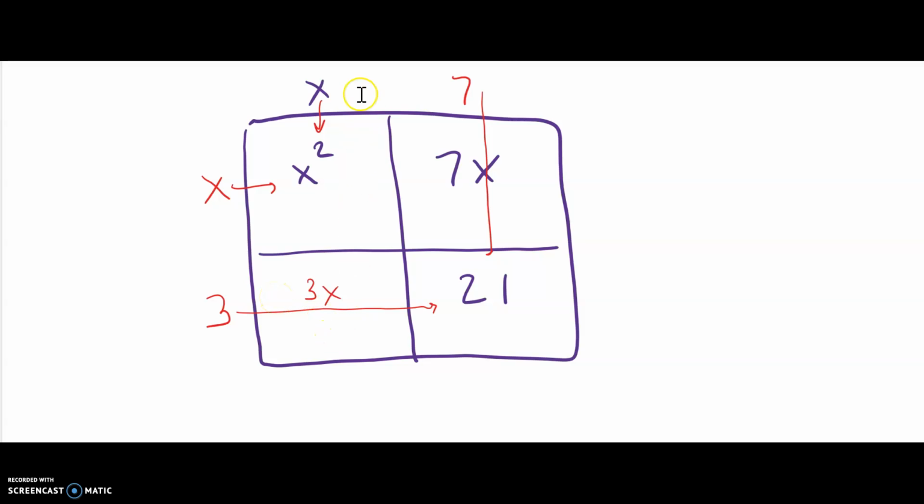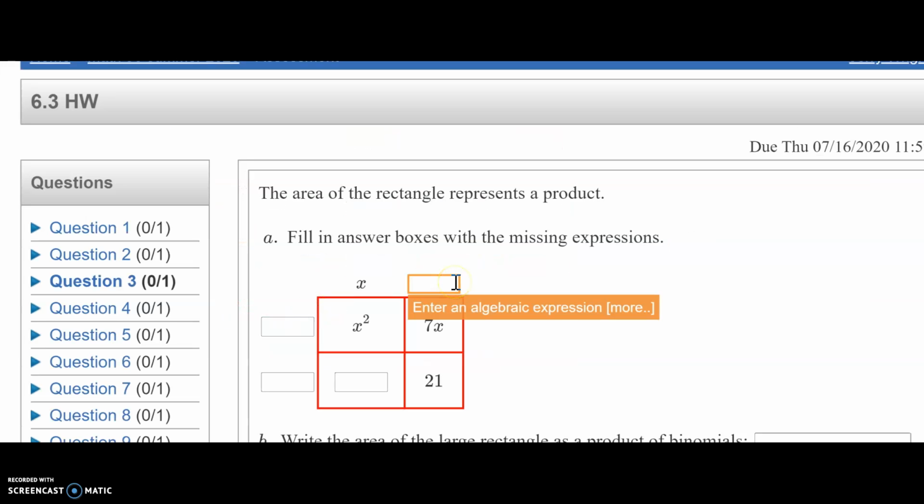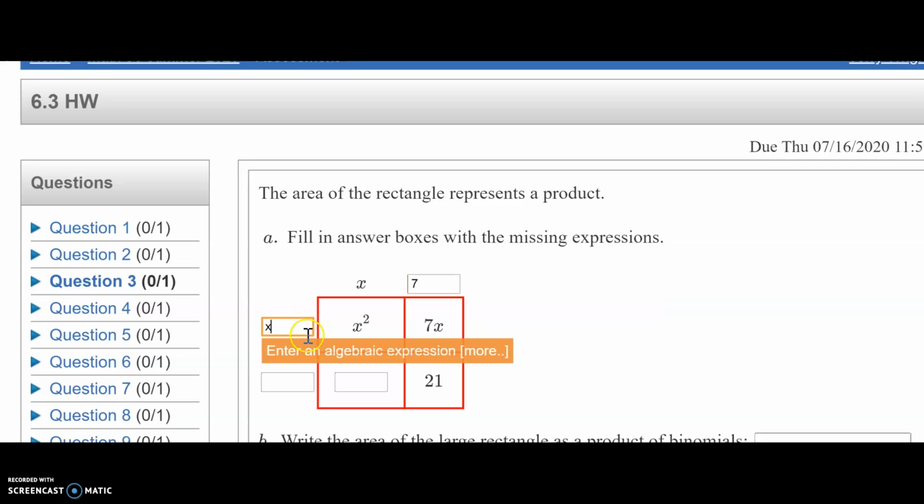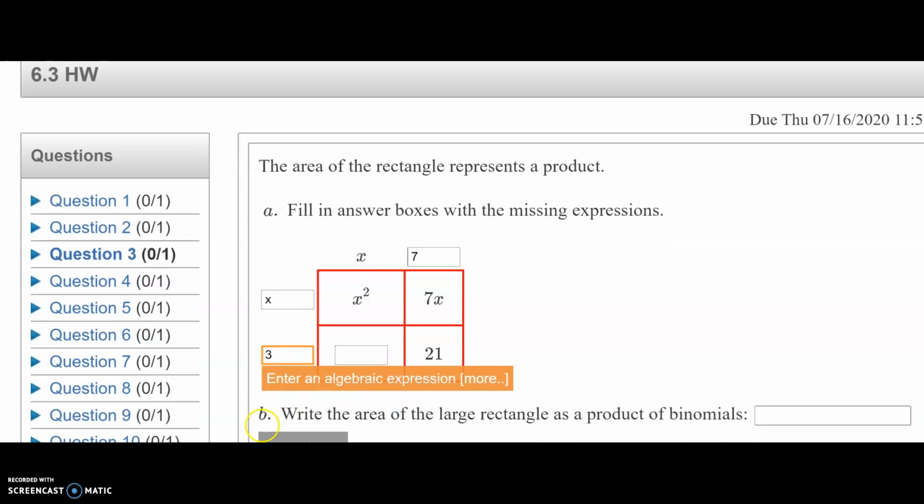You have to figure out what the numbers or letters on the sides are, so that when you multiply a particular row and column, you get whatever the entry is. One more time: x times x gives you x squared, x times 7 gives you 7x, x times 3 gives you 3x, and 3 times 7 gives you 21. All right, let's type those in. So we have 7, we have x, and 3. And then down here we have 3x.